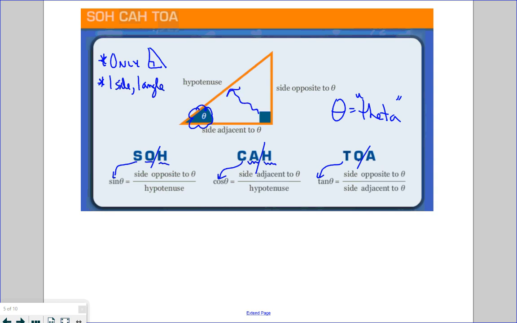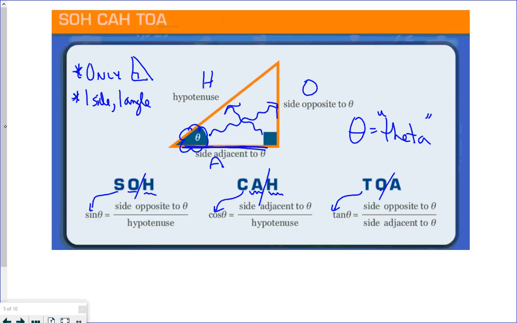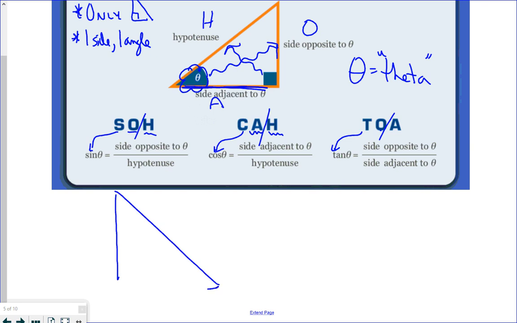So across from the box is the hypotenuse. All the way on the other side of the triangle is opposite, and right beside you is the adjacent. So there is the O, the A, and the H. If you have your triangle, and let's say your theta is up here, again, across from the box is your hypotenuse, all the way on the other side is the opposite, and right beside you is the adjacent. So you need to be able to label those three sides before you can do any type of trigonometry, any type of button pushing.